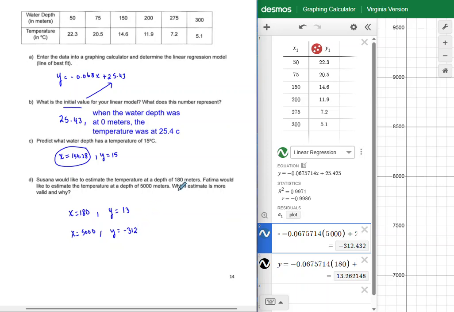Okay, so the more valid estimate would be the first one, Susanna's, because having temperatures go this low I don't think really happens on this earth. We can't sustain that low of temperatures. So I would say Susanna's is more valid, because this one is too cold.